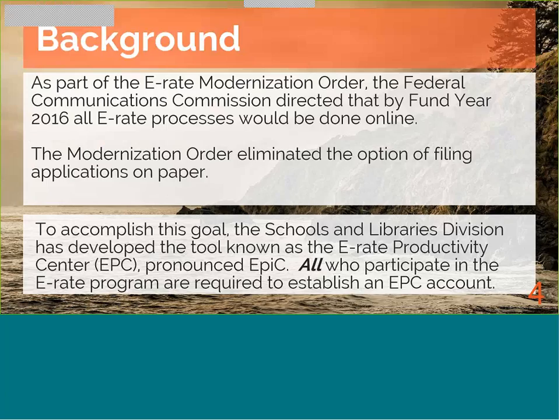The background of the portal. As part of the E-Rate modernization order, the Federal Communications Commission directed that by fund year 2016, which is this upcoming funding year, all E-Rate processes would be done online, therefore eliminating the option to do anything by paper. To accomplish this goal, the Schools and Libraries Division has developed a tool known as the E-Rate Productivity Center, also called EPIC. All who participate in the E-Rate program to receive funding must set up an EPIC account.